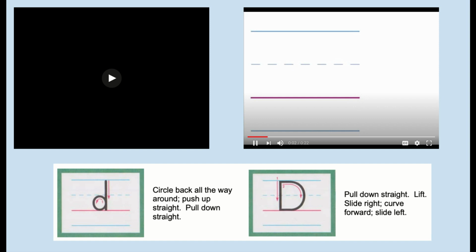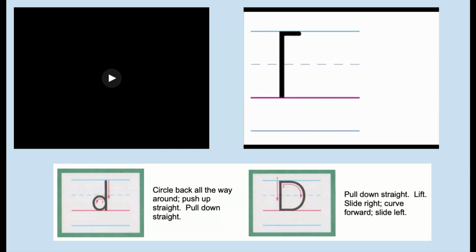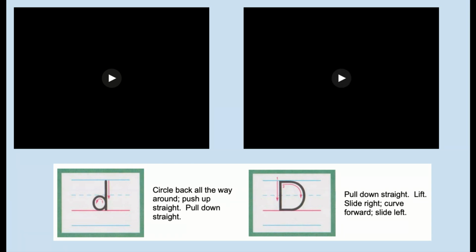Uppercase D. 1. Pull down straight. Lift. 2. Slide right. Curve forward. Slide left. Uppercase D. All right, pick up your pencil and let's try making an uppercase D along with the video.